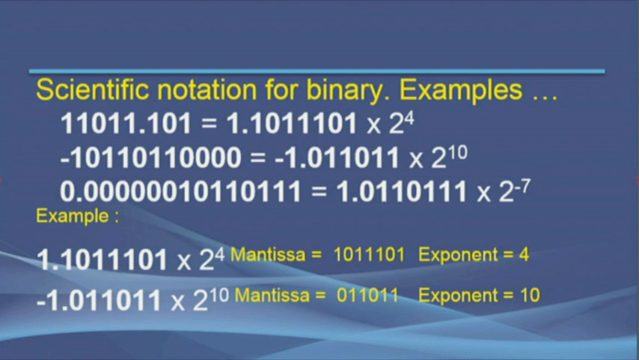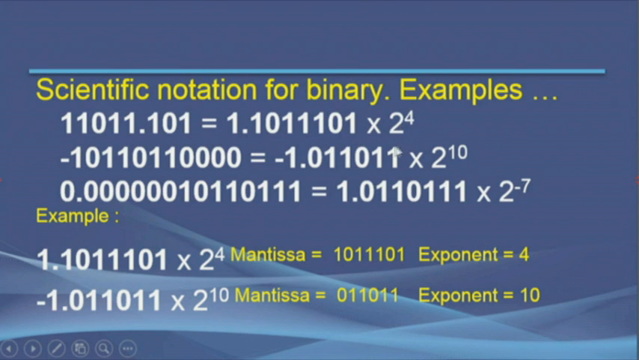Therefore, in the scientific notation, we need 1 and the radix point here. Then we multiply this number by 2 to the power 4. So where does this 4 come from? It is from here, because we have to shift the radix point 4 times to the right, so we put this as a positive value.